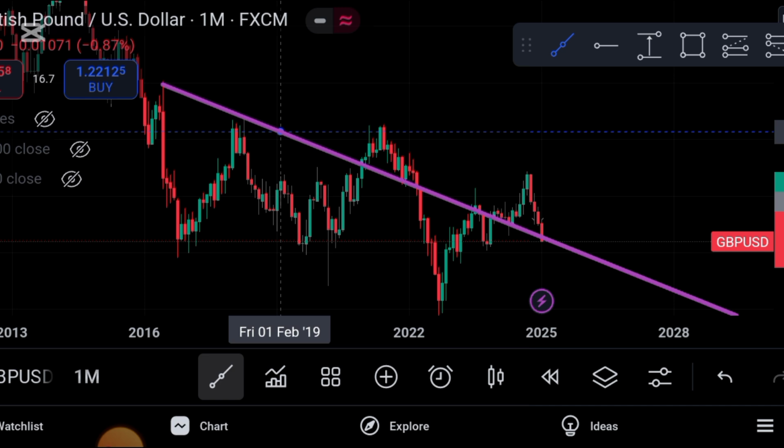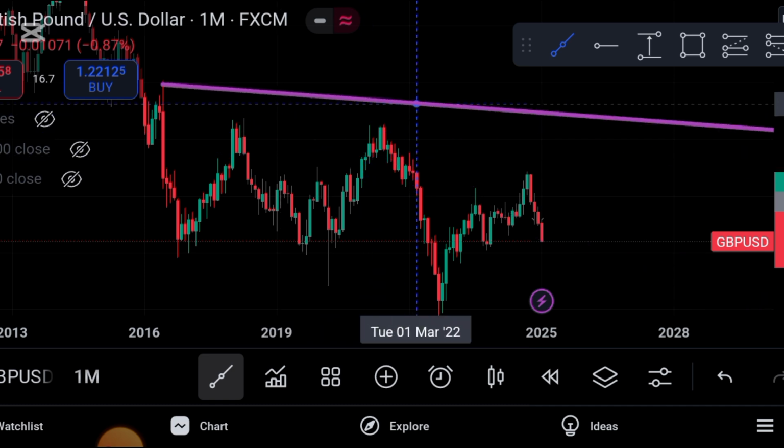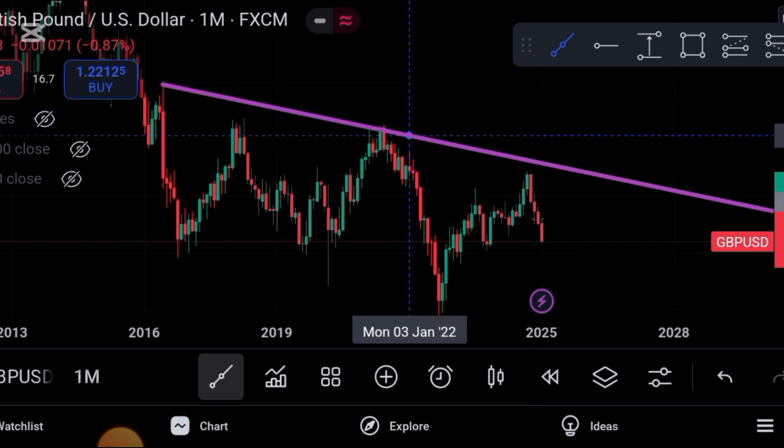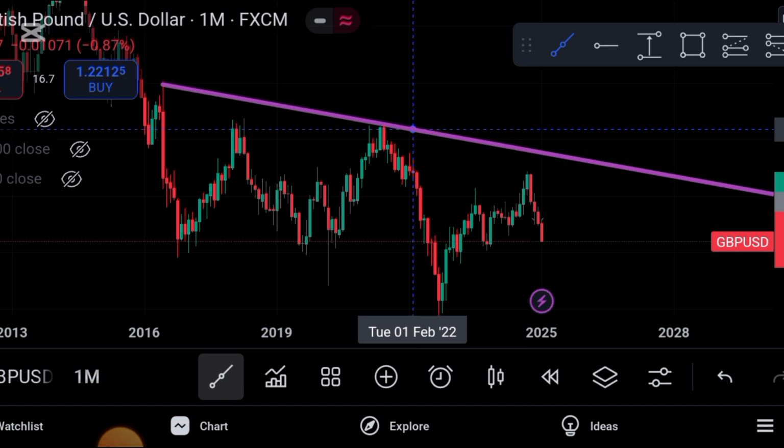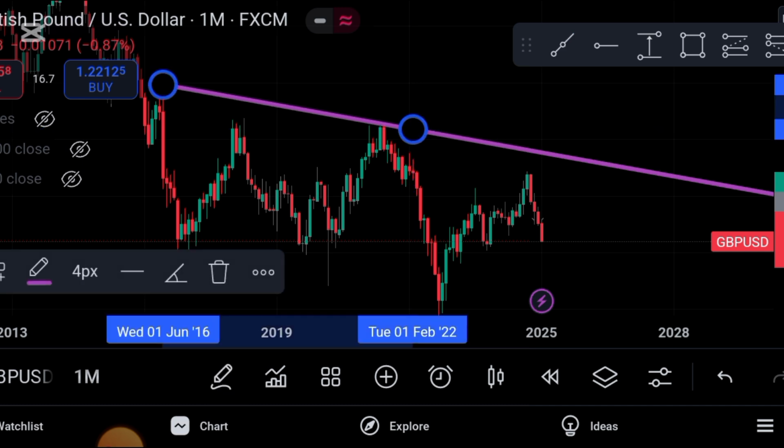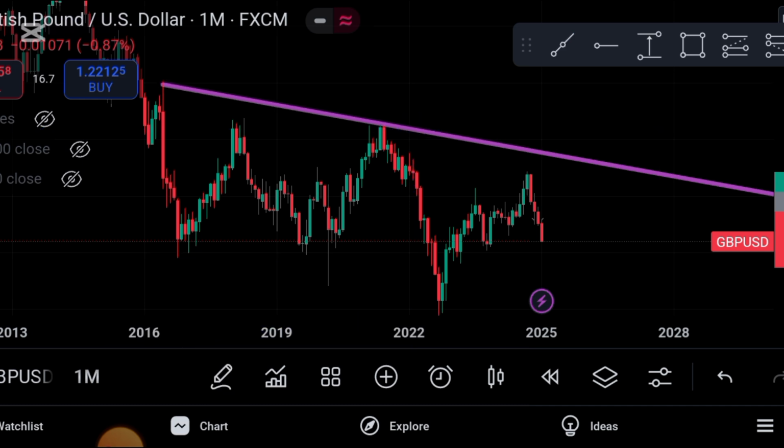There we go. That's a two touch point, but it broke out of that, so it makes this trend line not valid. So we look for a second touch point. And this second touch point here gives us a valid trend line. So we draw that trend line looking at the most recent price action.